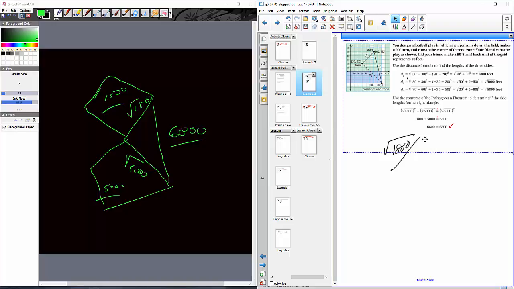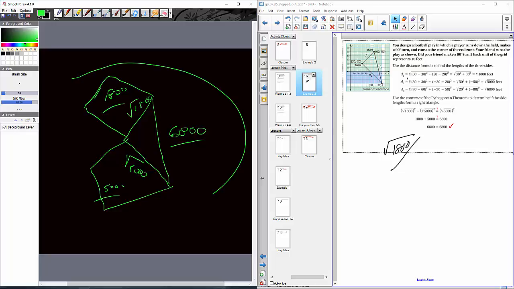Wait a sec. So I had 5,000. Oh, that's an 18. My bad. So that's 1,800. So 5,000 plus 1,800 equals 6,800. This is a good example of why you have to write clearly, otherwise you might make a mistake. I thought this was a 1,500.